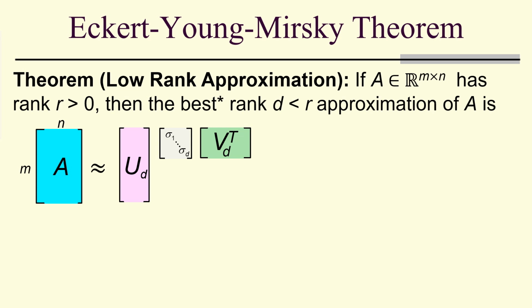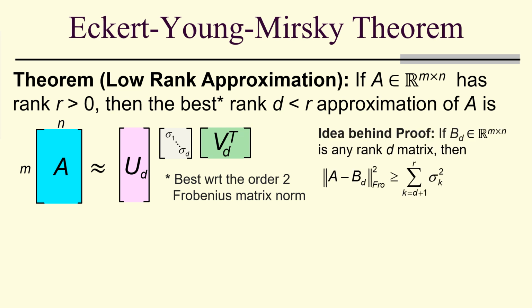If A is an M by N matrix with rank R, then the best approximation of rank D strictly less than R is given by U sub D times the singular values we keep times V sub D transpose. And it's best with respect to the order 2 Frobenius matrix norm. The idea behind the proof: if B sub D is any rank D matrix, you can show that the Frobenius norm squared of A minus B sub D is greater than or equal to the singular value squared that we throw out, which is the squared Frobenius norm of the difference.